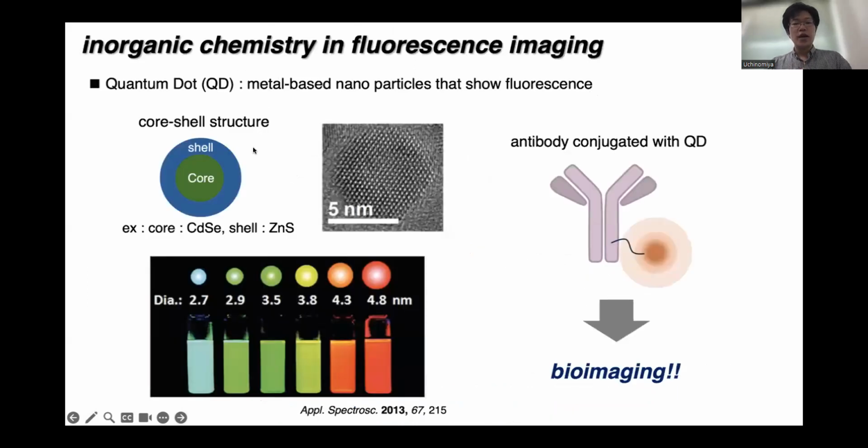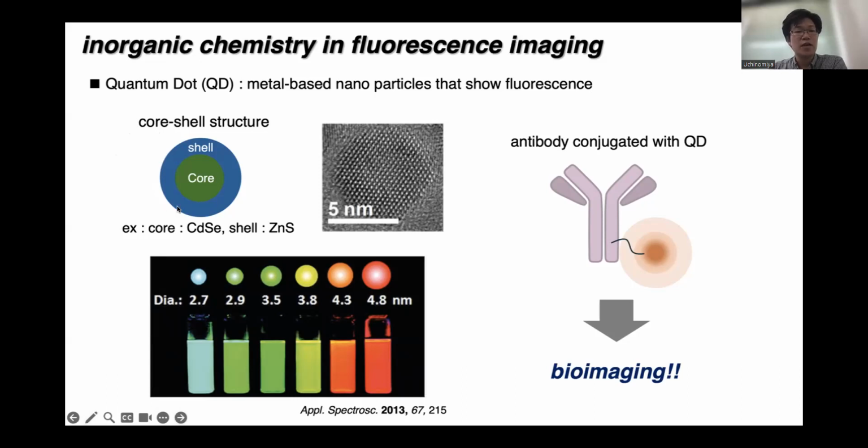Okay, so now you can understand how chemistry is important in molecular imaging. But you may think, actually, I'm interested in inorganic chemistry rather than organic chemistry. Of course, inorganic chemistry is also very important in molecular imaging. For example, the quantum dot is a metal-based nanoparticle that shows fluorescence. The quantum dot has a core-shell type structure.